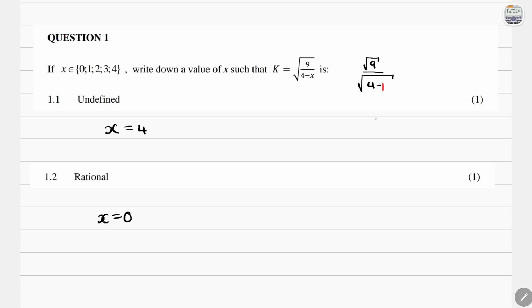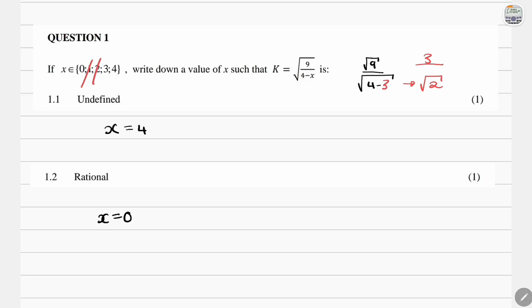Let's see if we try 1. 4 minus 1 is 3, but you can't say the square root of 3 gives an integer value. This will remain a surd, so your answer, 3 over root 3, is still irrational. That doesn't work. Let's try 2. 4 minus 2 is 2, so the denominator is going to be the square root of 2. The numerator is fine, the square root of 9 is 3, but because the denominator is a surd, an irrational number, it's not going to work.